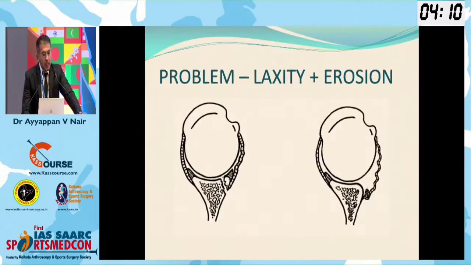So this is the reason why in erosion there is quite a bit of hyperlaxity as well. There is laxity of the capsule as well. So that is why it fails.